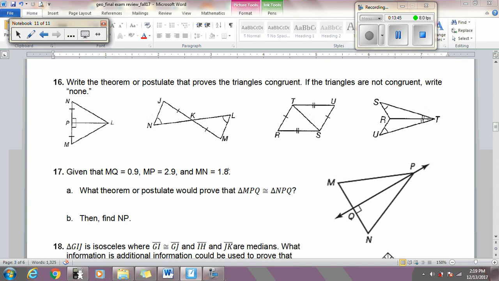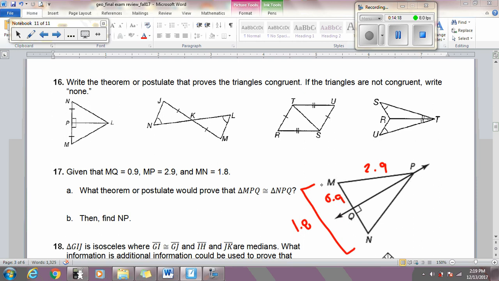Number 17 tells us MQ measures 0.9. MP is 2.9. M to N is 1.8. Based on this information, what theorem or postulate could we use to prove triangle MPQ is congruent to NPQ?